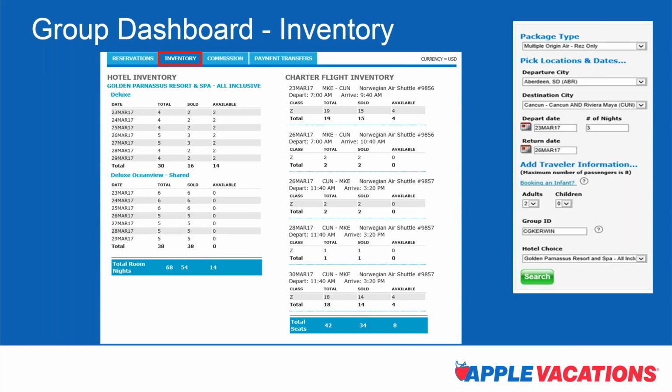And again, very clearly states, this is the total number of rooms that you held. This is the amount that has been sold so far. And this is what's still available. Currently, with booking traditional groups with Apple Vacations, you have to basically email your sales coordinator always to make sure you're on the same page and know how much space you have left. In this case, the system is keeping track of it for you.